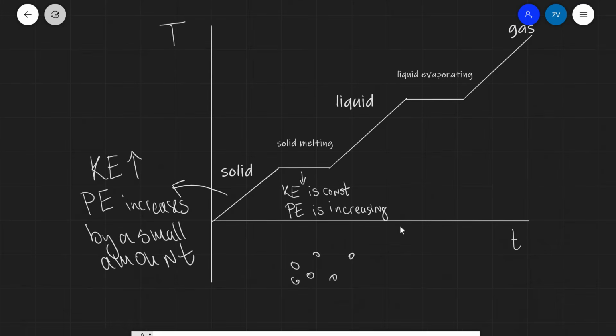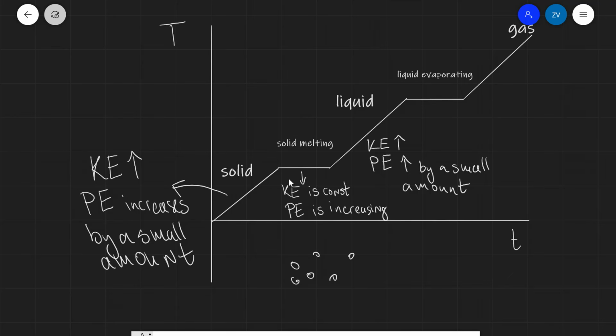So here we have a liquid. We can see that this graph is increasing. So the kinetic energy is increasing. The potential energy increases by a small amount. Then we have a liquid which is evaporating.